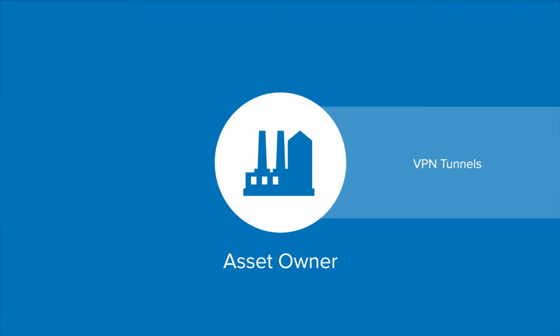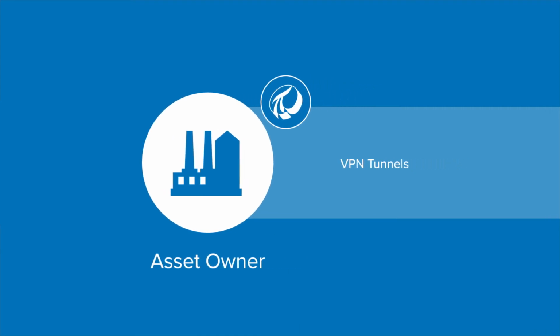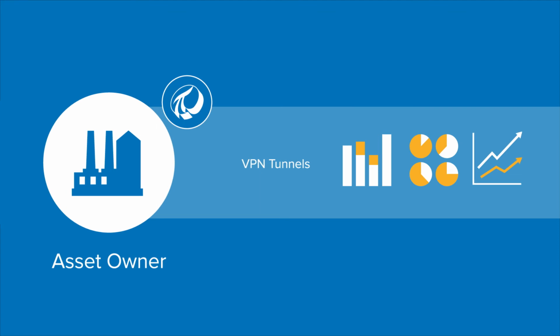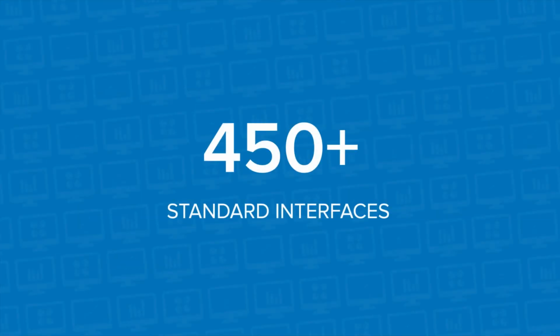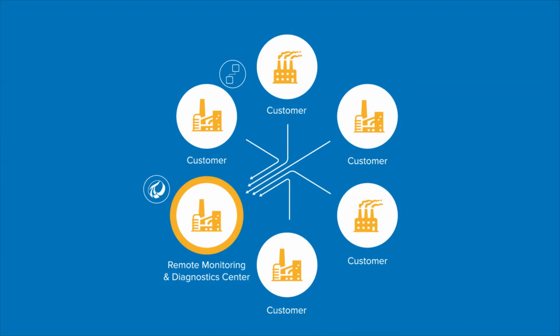For asset owners without a PI system today, the installation of an interface or limited use PI system can allow access to customer data sources. OSIsoft offers more than 450 standard interfaces or self-configurable connectors to link with a wide variety of data sources, including SCADA systems and virtually every type of sensor.